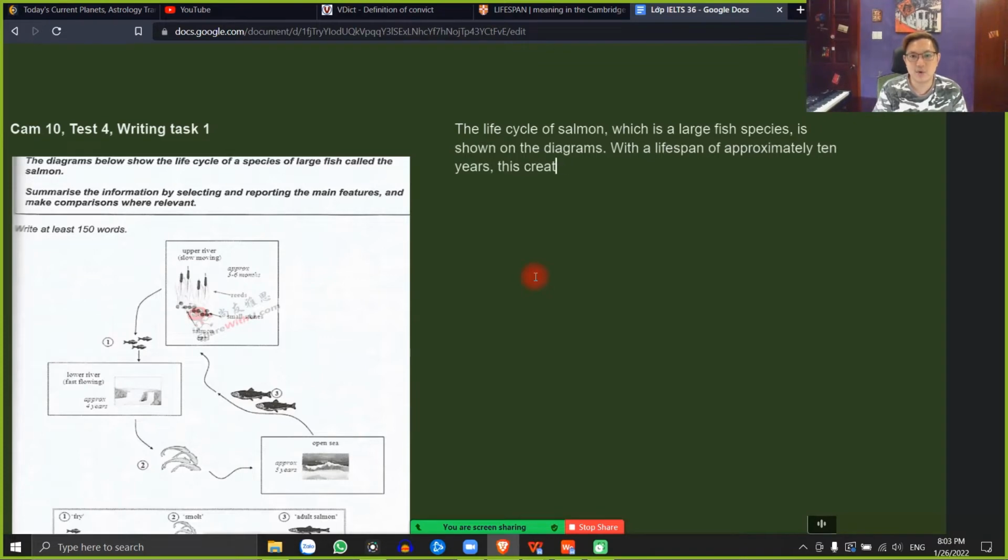Or this creature, giống loài này, this creature spends... you cannot say spend time because it sounds informal. Dùng chữ spend time dành thời gian nó nghe nó informal lắm, nó không có trịnh trọng. This creature resides in several different locations. Cái con này nó sinh sống ở nhiều vị trí khác nhau. This creature resides in several different locations.